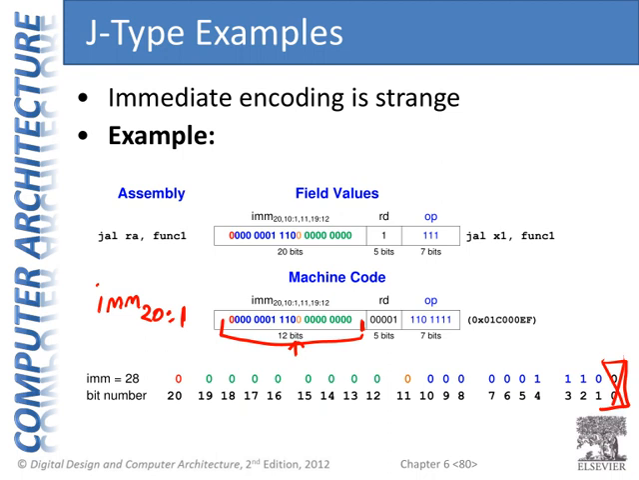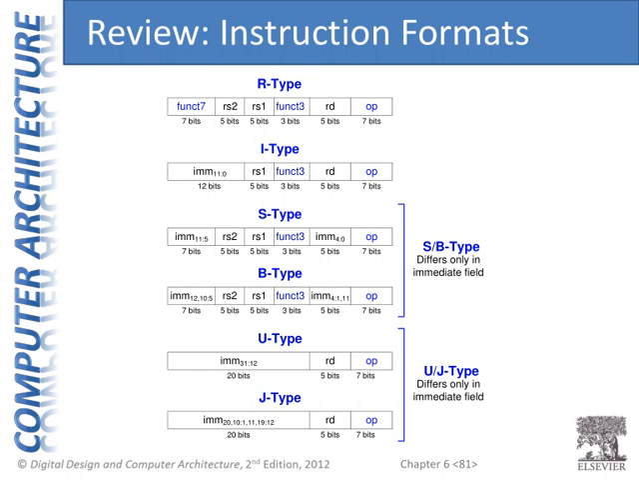Okay, so let's compare these instruction formats. So there were 4 instruction formats. So we're grouping the SB types together and the UJ types together, because the only difference between those is how we treat the immediate field. But let's take a look at why we did some of this bit swizzling. Well, you'll notice the opcode is always in the same place. Well, what principle is that?